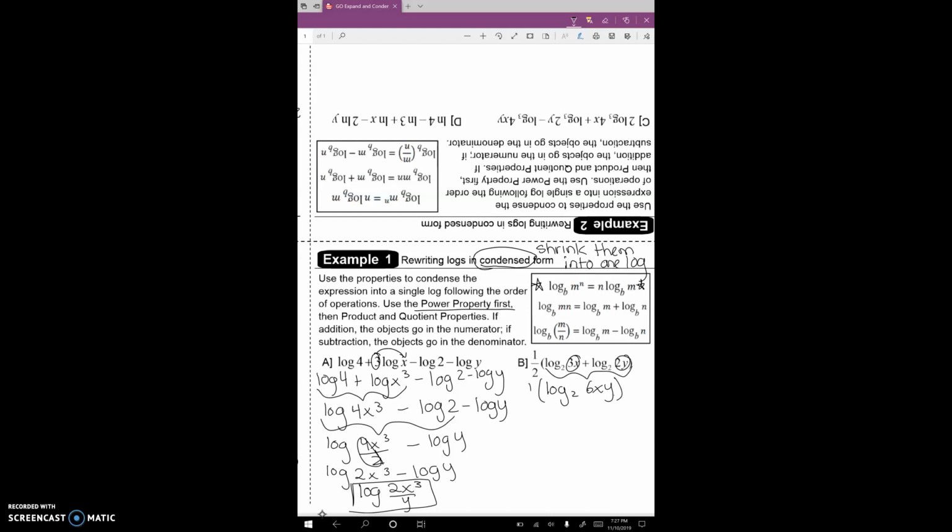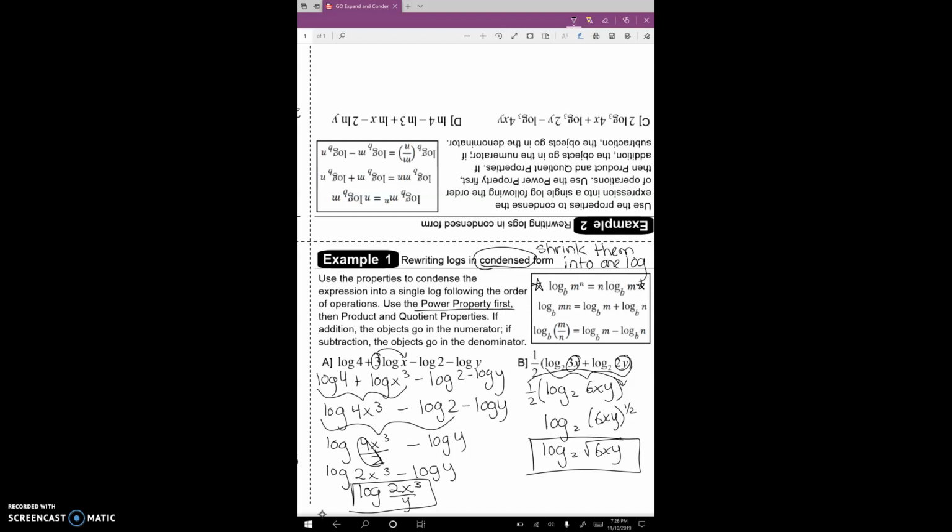I still have the half outside. The half is now going to become a power. So then I have log base 2 of 6xy to the half power. The half power is just the square root. So just to make it look a little better, we're going to put the 6xy under the square root. And that's my answer.